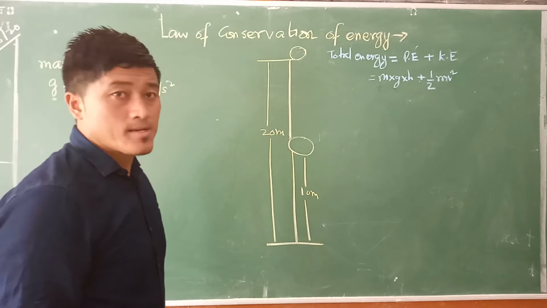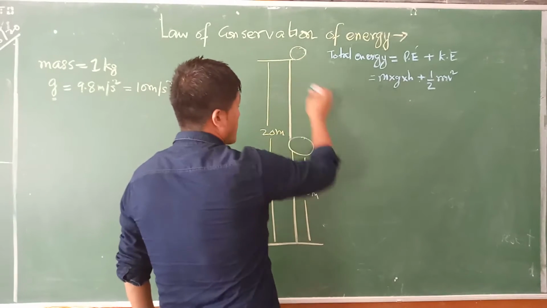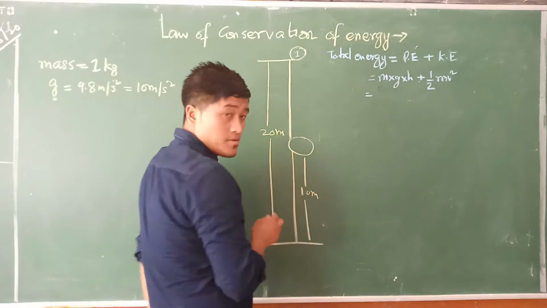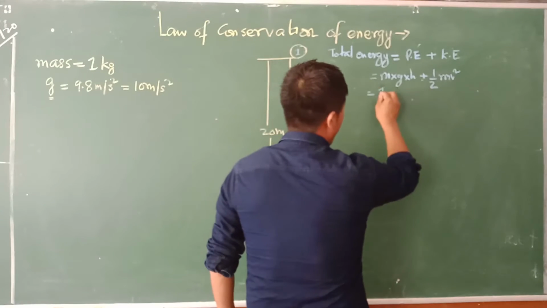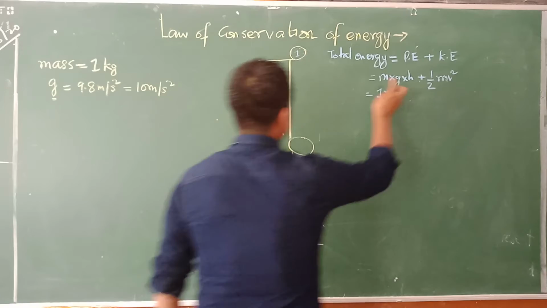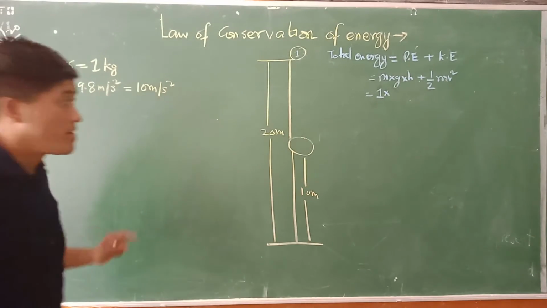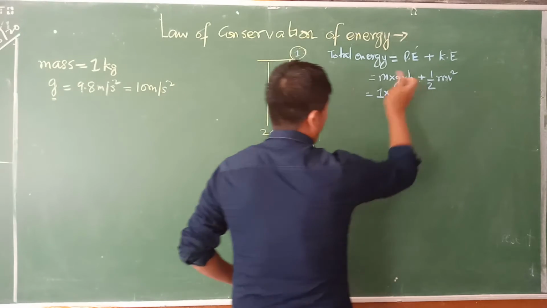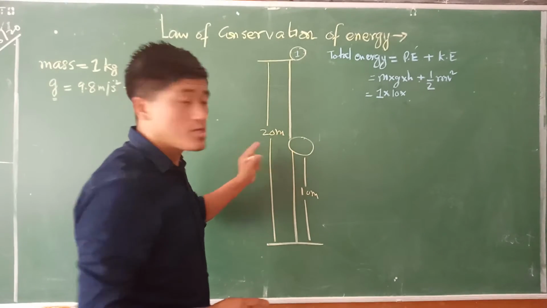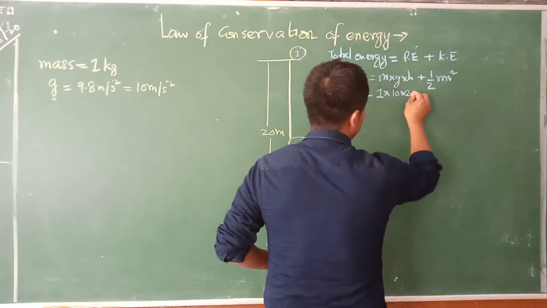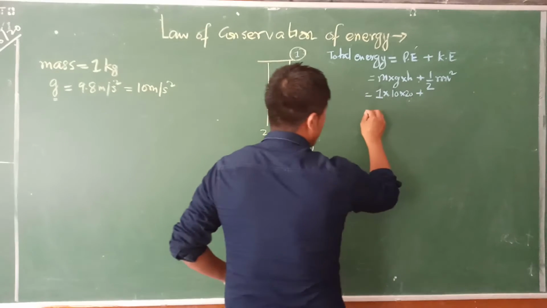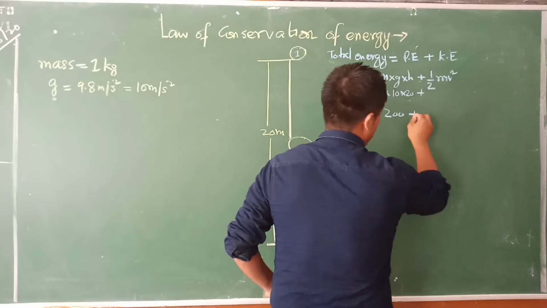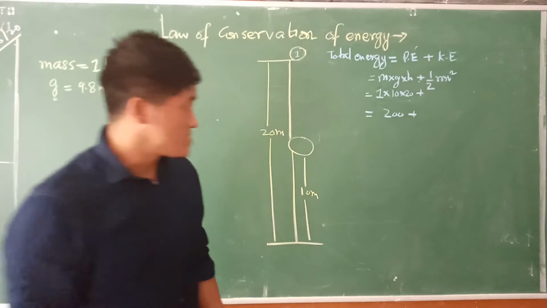Okay? So now at this point here, what is the mass of this particular object? That is 1 kilogram, right? 1 into, what is the value of g? 10, into, what is the value of height? That is 20 meter, plus. If you calculate these three, what you will get? 200 plus. Okay? Is that clear?